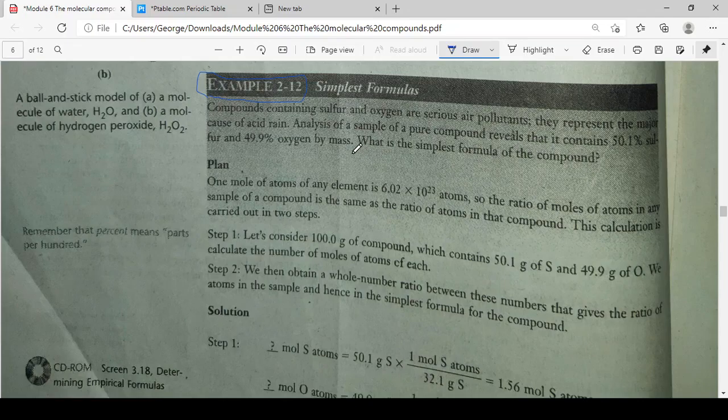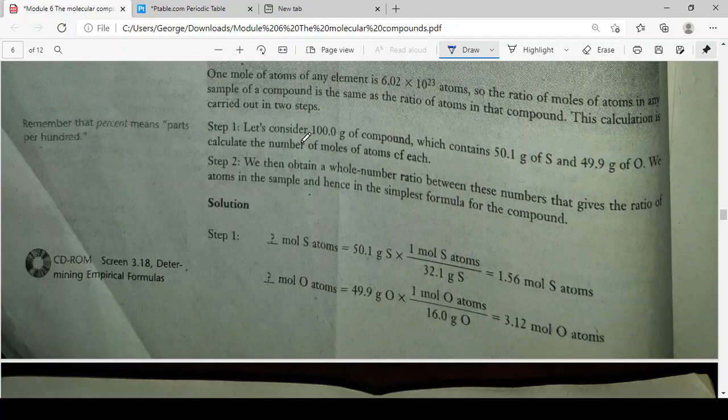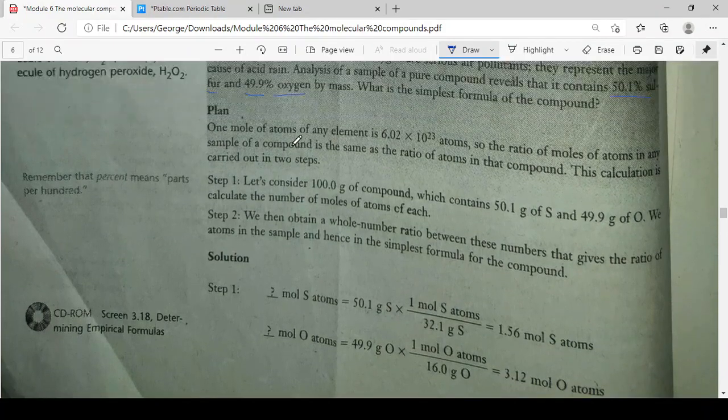What is the simplest formula of your compound? What was given to us? It contains 50.1% sulfur and 49.9% oxygen by mass. So what is our plan?